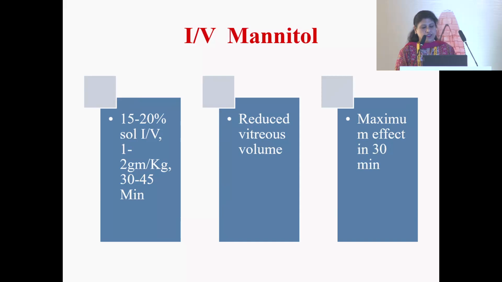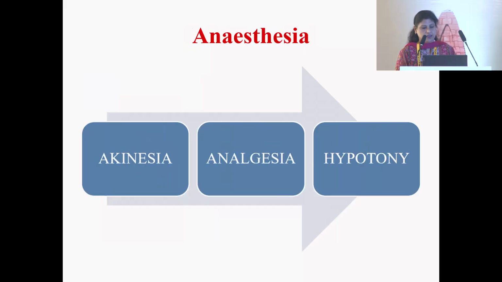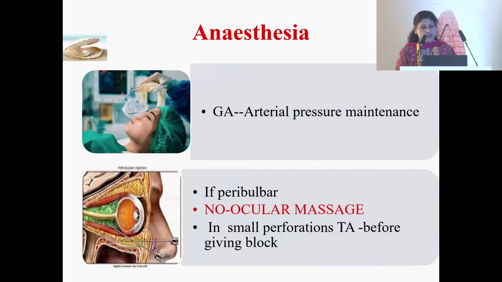IV mannitol, 15 to 20%, at 1 to 2 gram per kilogram over 30 to 40 minutes, should be given to reduce the volume, and maximum effect happens in 30 minutes. Akinesia, analgesia and hypotony are the key things which we have to achieve. General anesthesia is preferred if a larger perforation is there, to maintain the arterial pressure, and no ocular massage should be given if we are doing it under peribulbar anesthesia.